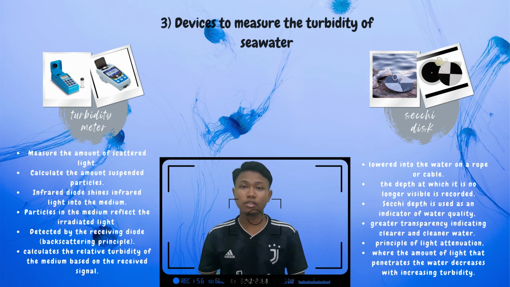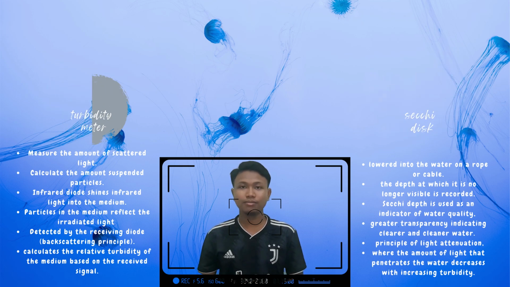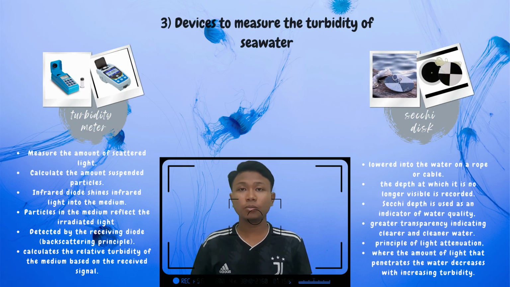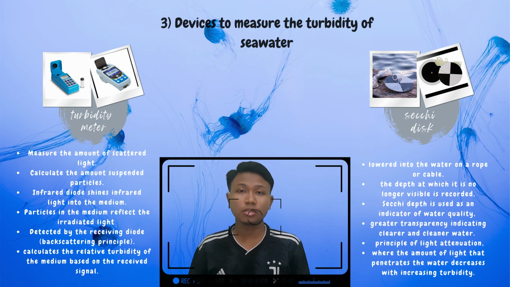The water sample partially absorbs and partially passes the light, and the absorbed light indicates the level of turbidity. The turbidity meter's measuring principle is that an infrared diode shines infrared light into the medium. The particles in the medium reflect the irradiated light, which is detected by the receiving diode; this is the backscattering principle. The electronic device calculates the relative turbidity of the medium based on the received signal.